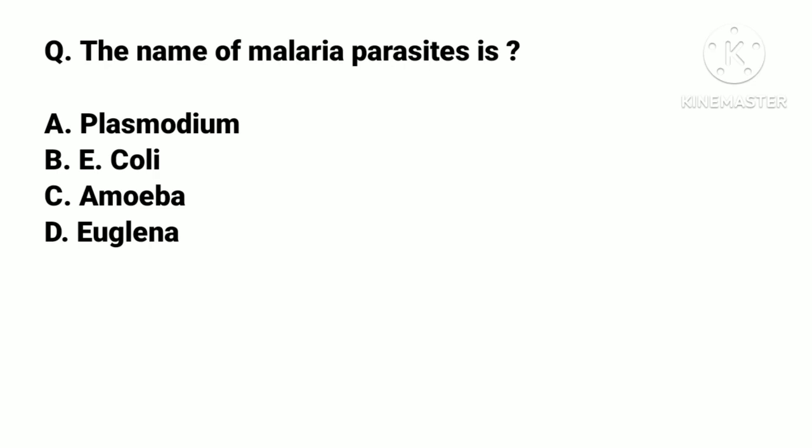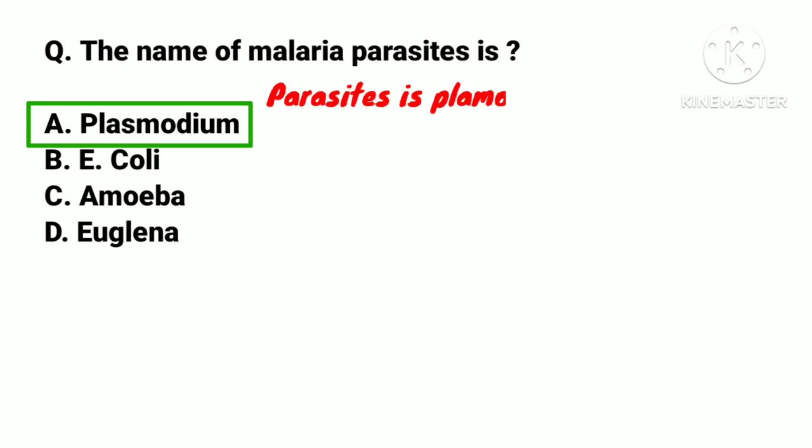The name of malaria parasites is A. Plasmodium, B. E. coli, C. Amoeba, D. Euglena. And the correct answer is A. Plasmodium. The name of malaria parasite is Plasmodium.